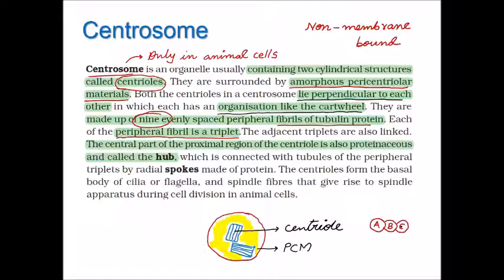Instead of 2 rings, they'll be made up of 3 rings of microtubules, A, B, and C. A has around 13 microtubules. B and C have fewer than 13 because they share some of the microtubules.